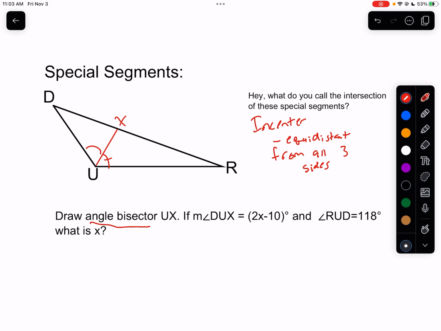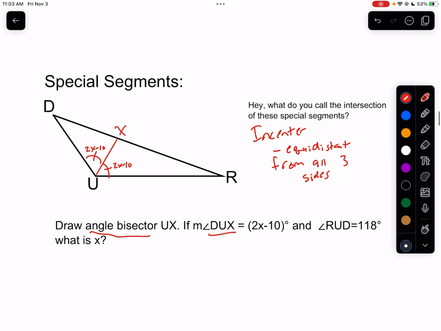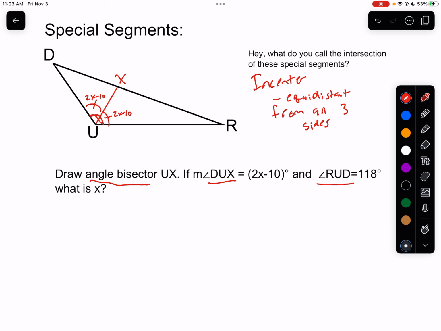All right, so draw angle bisector UX. And so we know it's an angle bisector. Got it. It says if the measure of DUX is 2x minus 10, DUX would be this part. Well, that means this is also 2x minus 10. And RUD is 118. Well, RUD is the whole thing. So we know that 2 halves make a whole. So 2x minus 10, double that would be 4x minus 20, and we know that equals the whole thing, 118. So we know 4x equals 138.